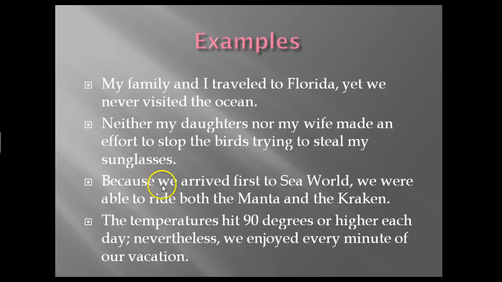Third example: Because we arrived first to SeaWorld, we were able to ride both the Manta and the Kraken. We have because for a subordinating conjunction, and we have both, and for a correlative conjunction.